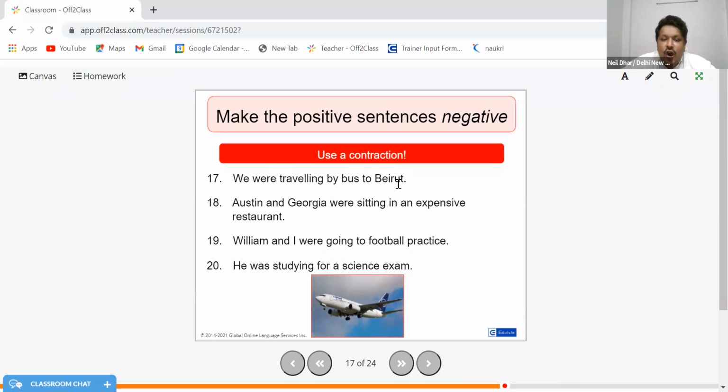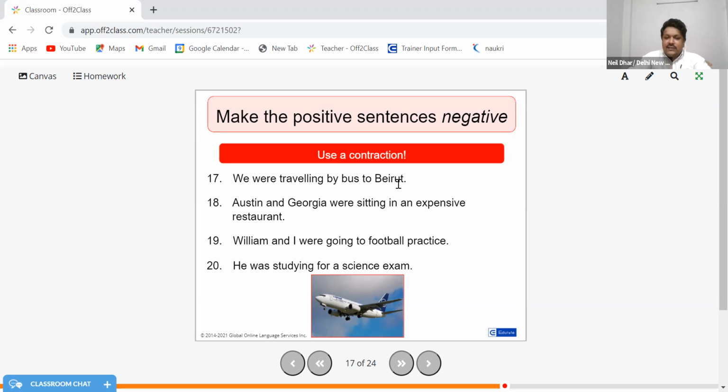Okay, next. Austin and Georgia were sitting in an expensive restaurant. That's the positive form because they're sitting in a restaurant. Negative would be when they would not be sitting. So the right sentence would be Austin and Georgia weren't sitting in an expensive restaurant. William and I were going to football practice. William and I weren't going to football practice.